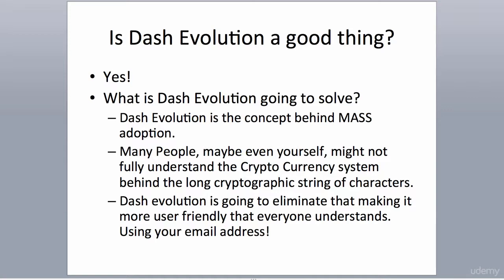Many people, maybe even yourself, are new to cryptocurrencies and don't really understand the ecosystem and all these cryptographic strings like Bitcoin and Dash addresses have in order to secure your wallet and make your wallet more anonymous, not saying like, oh, this is Albert's wallet, oh, this is Dave's wallet, this one is Sabrina's wallet. It's not specific.